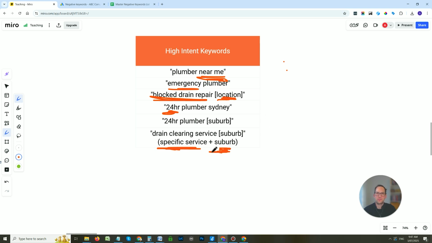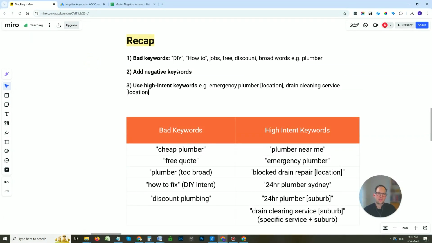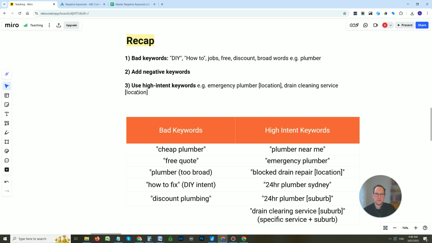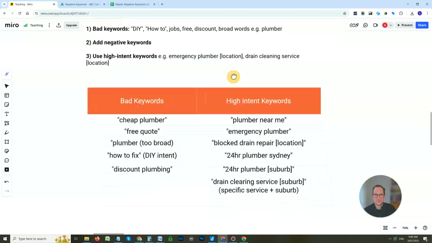Having those sort of words in your account is really going to increase the lead quality that you get and lower the cost per click. Just to recap, bad types of keywords: DIY, how-to, jobs, free, discount, broad words like plumber. You want to be avoiding those words. Make sure you add them into your negative keywords. And finally, just use high intent keywords in your account. So add these sort of words into your Google Ads account.